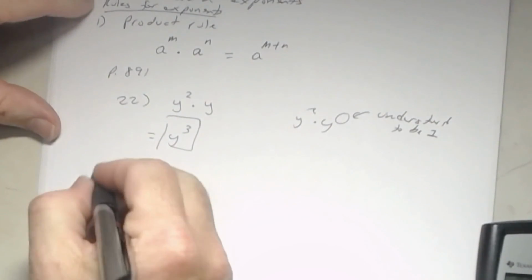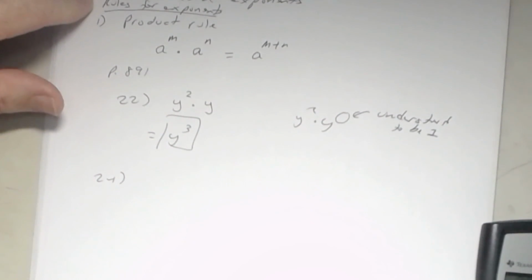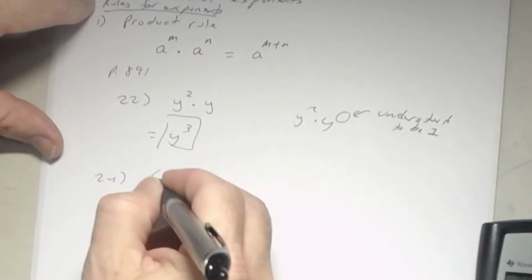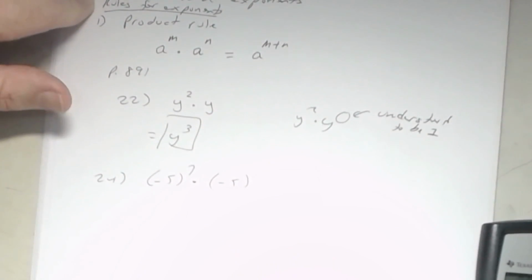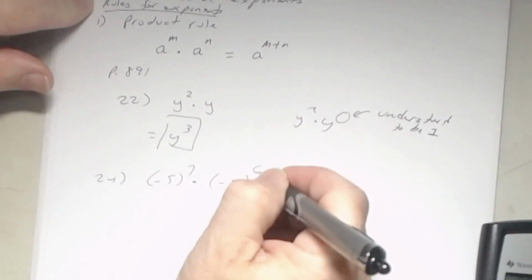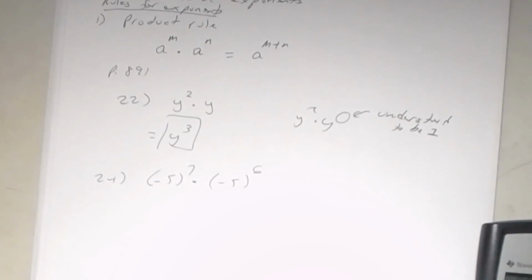All right, 24, you have negative 5 to the 7th times negative 5 to the 6th. And all I want you to do there is just write it as the base raised to the exponent. So don't use a calculator in this. That's not what they want you to do. On number 24, don't use your calculator. They want you to use the product rule.